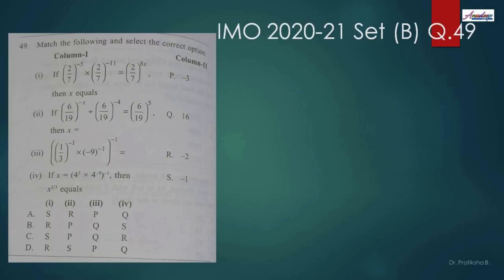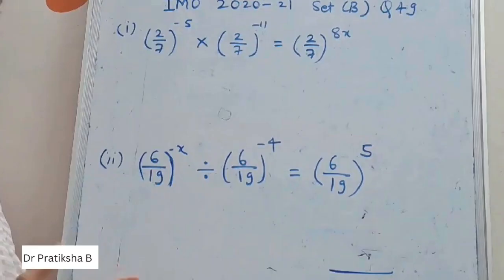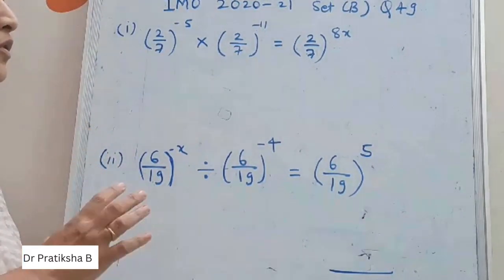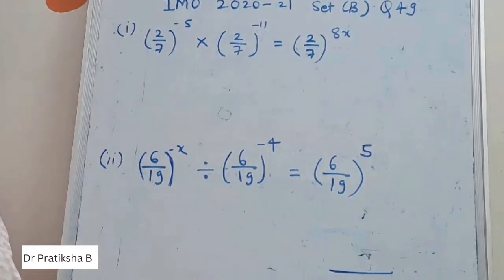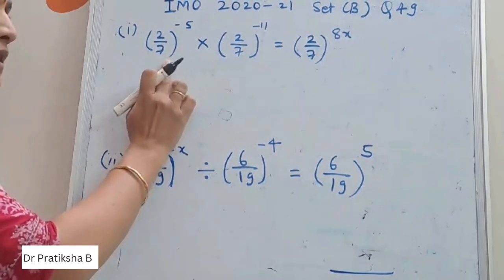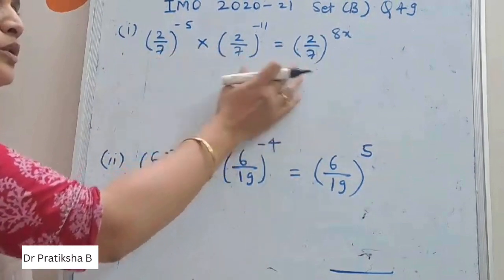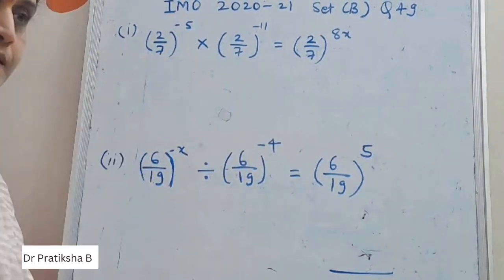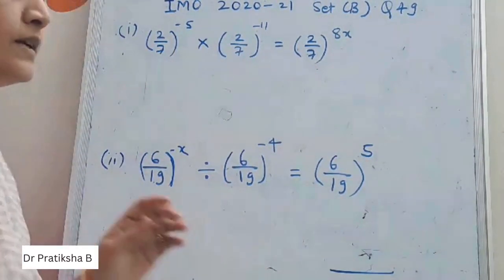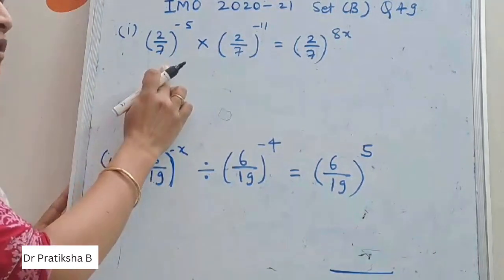Let us now solve a problem from IMO 2020-21 Set B, question number 49. Here you have been given two columns, column 1 and column 2. You need to solve the expressions and match the answer from column 1 to column 2. As you can see, they are direct formula-based problems and very easy to solve. As you can guess, the base is common on both sides, so the laws of indices, the laws of exponents that we have already discussed, will help you solve the problem.